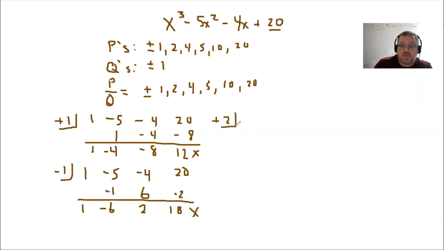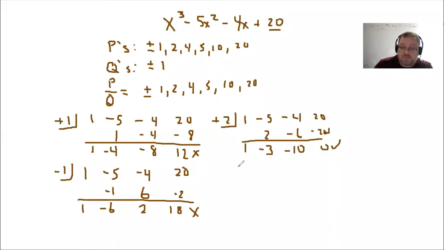Plus 2, same coefficients, 1, negative 5, negative 4, and 20. Draw my line. From 1 down, 2 times 1 is 2. Negative 5 plus 2 is negative 3. 2 times negative 3 is negative 6. Negative 4 plus negative 6 is negative 10. 2 times negative 10 is negative 20. We get 0. So that works. That's good. So that means my first factor, I change that sign, is x minus 2.